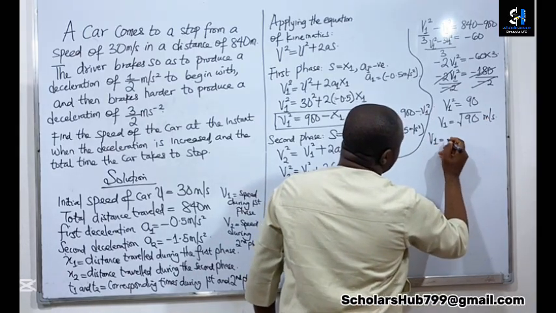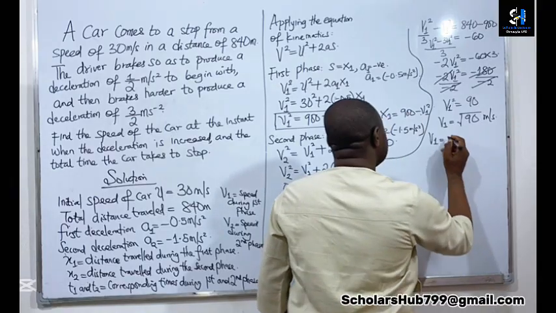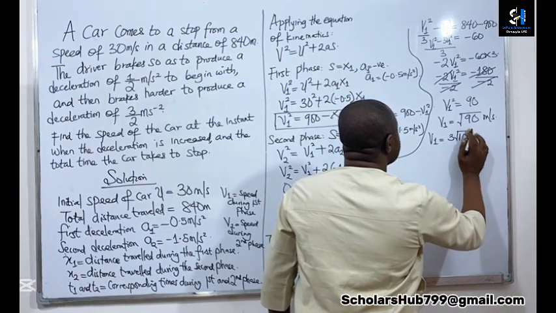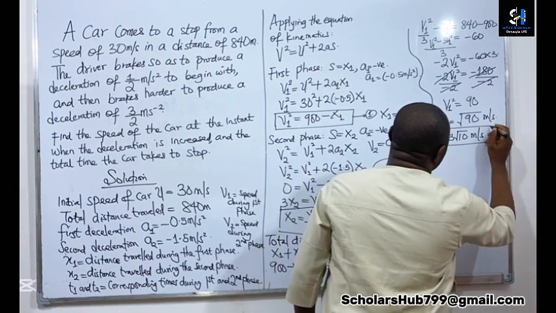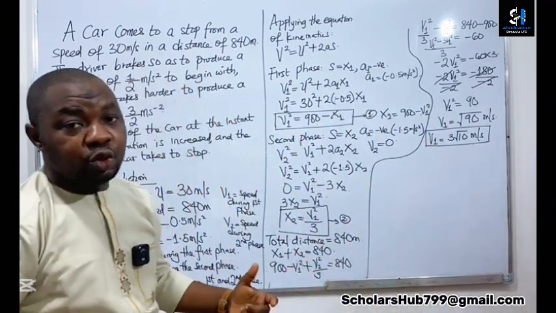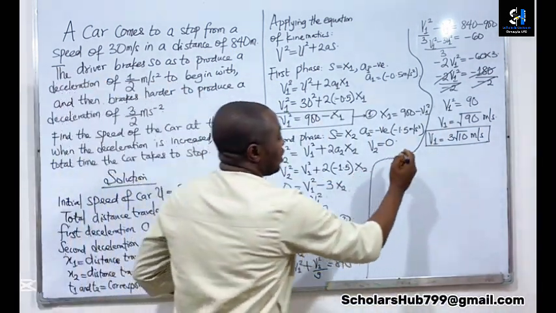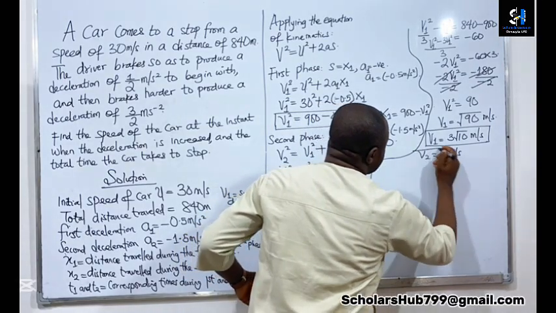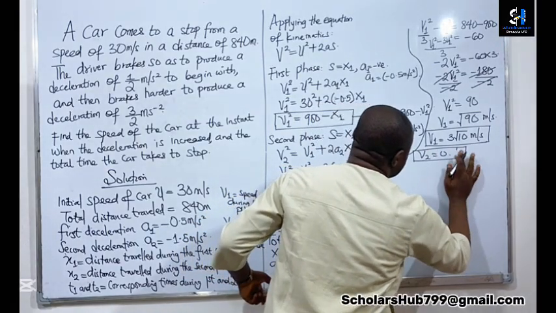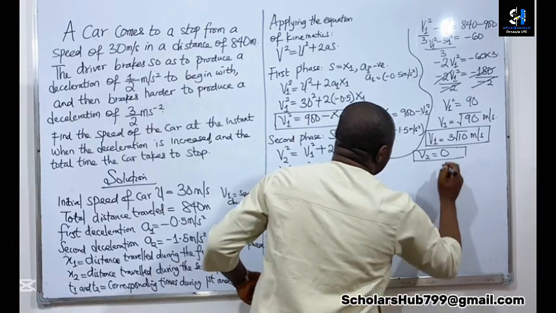So v1 will be equal to 3 root 10 meters per second. So this is the velocity during the first phase. Let's not forget that the velocity during the second phase is 0 meters per second.